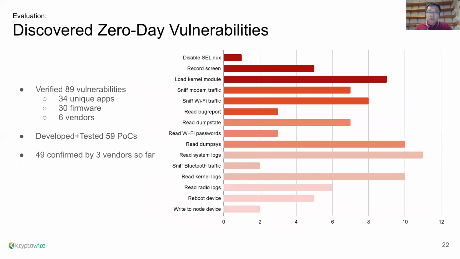We further manually inspected the routines to verify their potential security impact. This chart summarizes the outcome. So far, we have verified 89 vulnerabilities in 34 unique apps from 30 firmware of 6 vendors. We have developed and tested 59 proofs of concept. 3 vendors have confirmed our findings, covering 49 vulnerabilities in 11 firmware. Our disclosure process is still ongoing.